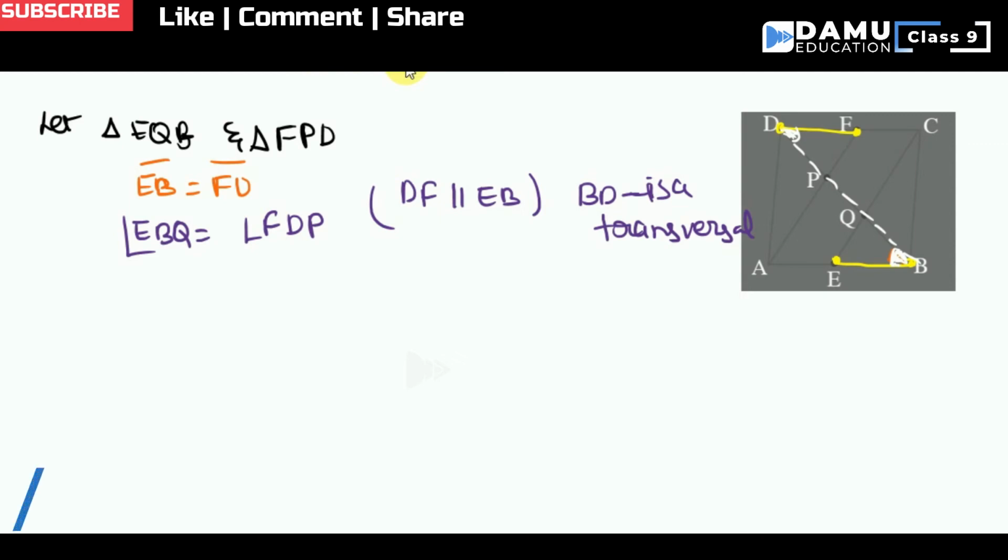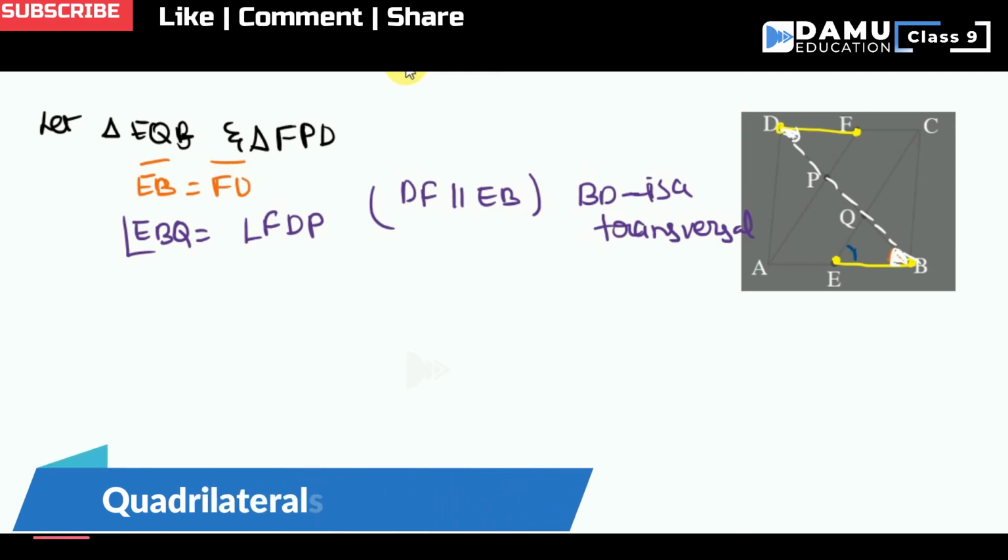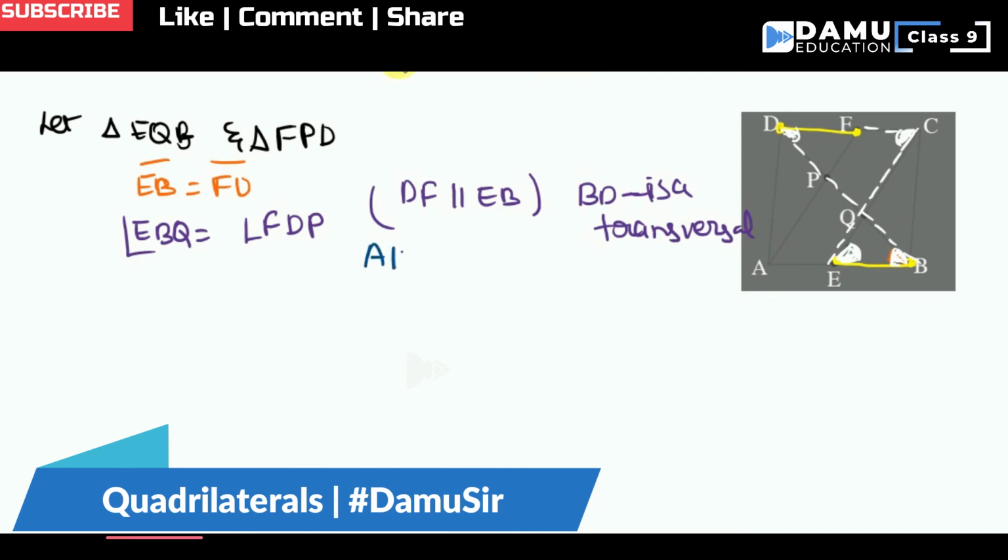So angle QEB, this angle we are going to take. This angle QEB will be equal to angle QCF. So this is the angle. From what is this? Alternate interior angles. So by using alternate interior angles.